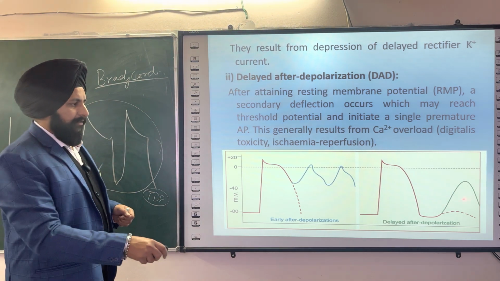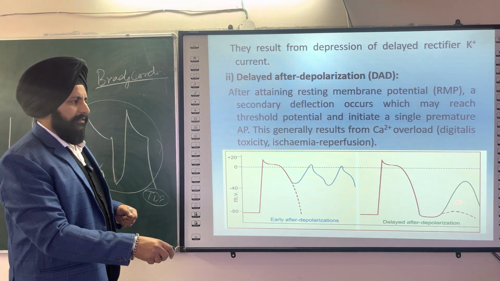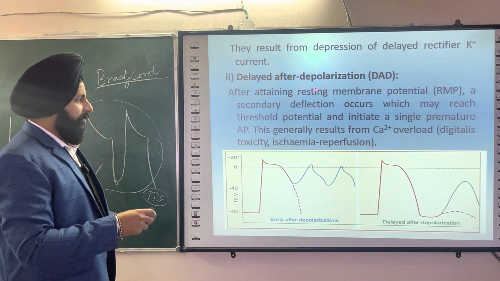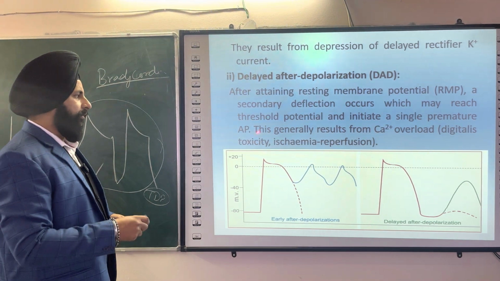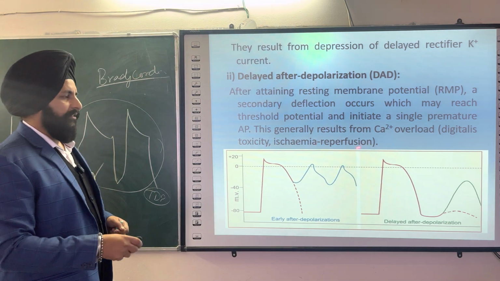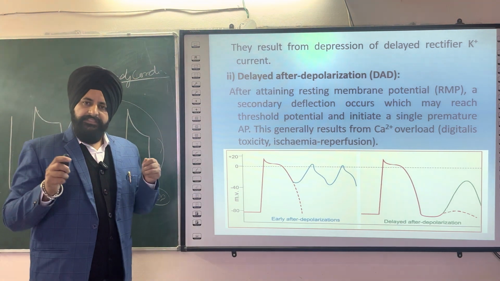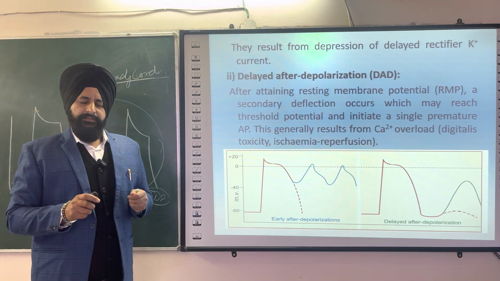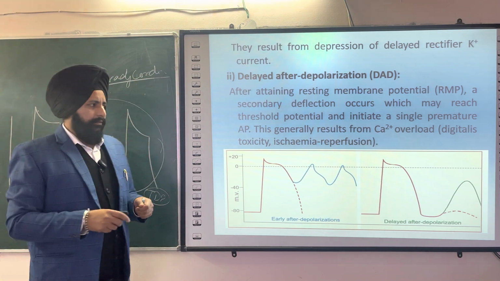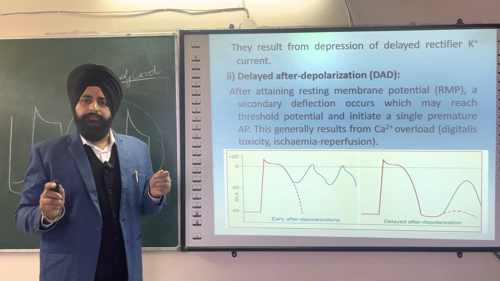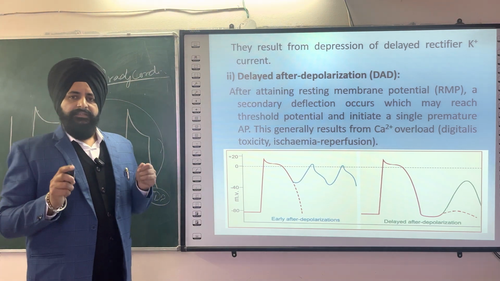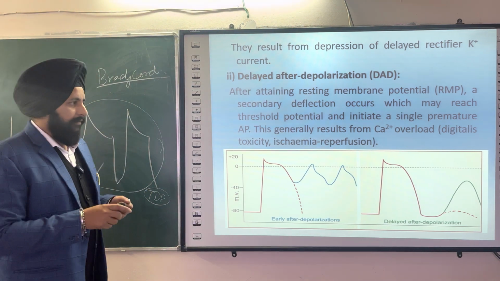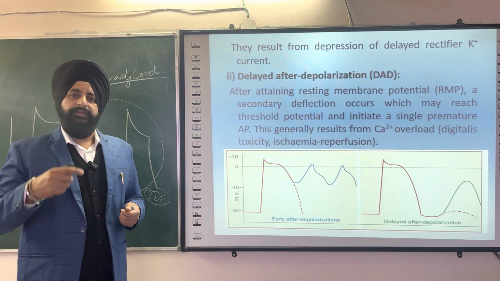So this is a delayed afterdepolarization. What does it mean? It means the action potential will originate after a time, after a gap, which is called delayed. This generally results from calcium overload, that is digitalis toxicity, ischemia, reperfusion. You know that digoxin is a sodium potassium ATPase inhibitor, which is called a positive inotropic agent. I will discuss a few things that will be useful for GPAT also. Digoxin increases calcium dependent contraction.